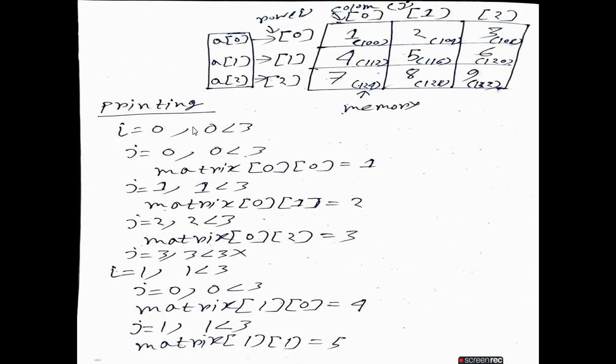i is 0, 0 less than 3, yes. j equals 0, 0 less than 3, the condition is true. Then printf, print the value of matrix[i][j], meaning the [0][0] value is printed. What is the value of row 0 column 0? 1. The 1 is printed. Increment j, that means j is now pointing here. j is 1. 1 less than 3, yes. Matrix[i][j], that means [0][1]. What is the value of row 0 column 1? 2. So 2 is printed.